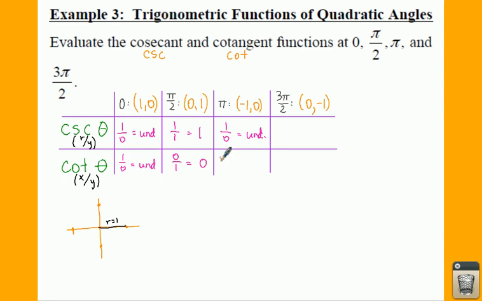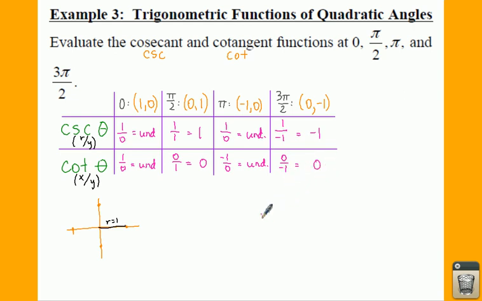My guess is since it's undefined here, this cotangent will probably be also undefined, but we'll see. You need to take x over y, so you're going to have negative 1 over 0. God, I'm so smart. And then finally for 3 pi over 2, you just put in 1 over negative 1. That gives you negative 1. And you have 0 over negative 1, which would be 0.